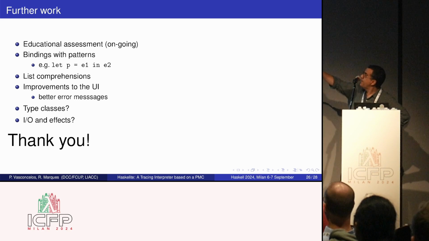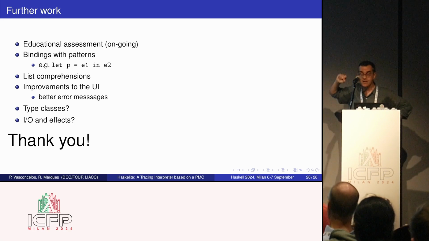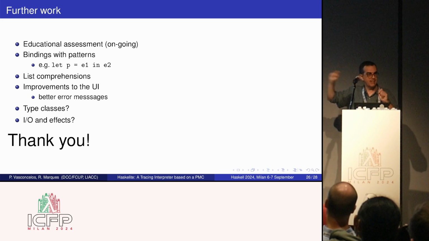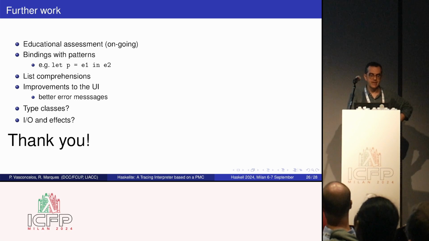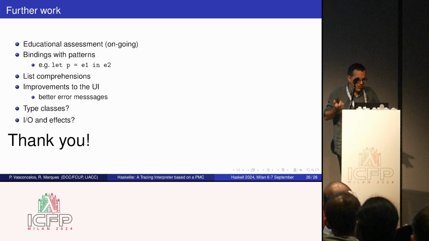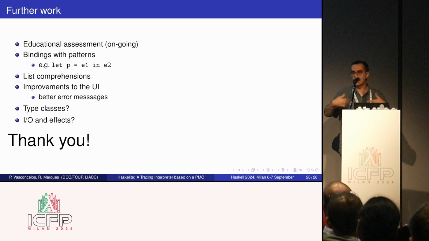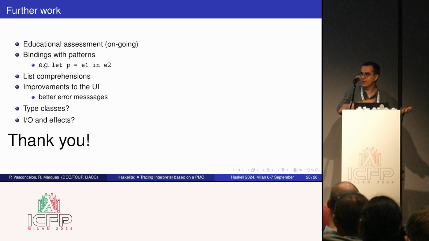Things we're not doing: bindings with patterns. You can't do let P, where P is a pattern, equals an expression. This is a bit subtle because the semantics there is that you should be lazy in the patterns. It's what the Haskell report calls irrefutable patterns. List comprehensions, we don't do those either. The reason is that we'd have to translate them to things like concatMap with filter, but list comprehensions are usually introduced before higher order functions. So this would lead to a situation where the code that the students run doesn't look like what they wrote.